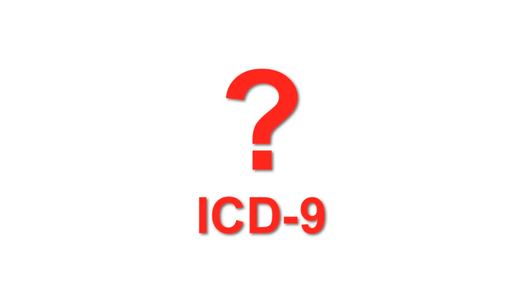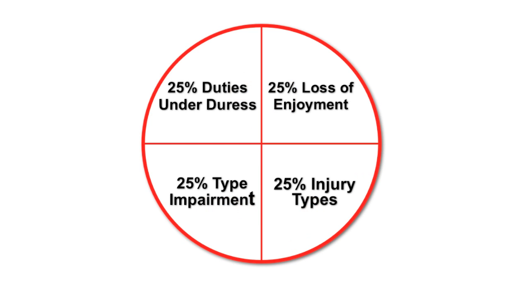Dr. Redenbaugh, how are claim values calculated by insurance companies? Insurance companies weight each thing pretty equal. The ICD-9 codes is 25% of the claim. The impairment is 25% of the claim. The duties under duress, which is the things they cannot do, and the loss of enjoyment, which is the last 25%, which is they have to hire somebody to help them do laundry or mow the grass. That's part of the claim.